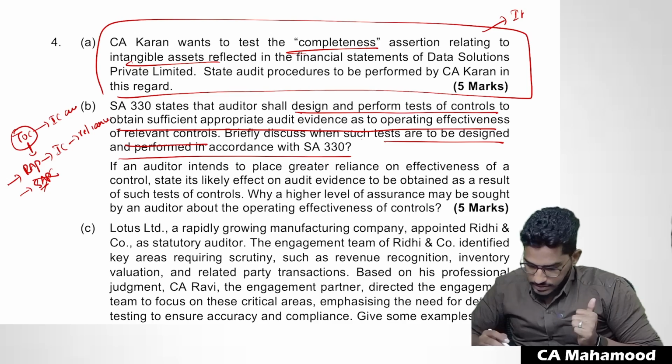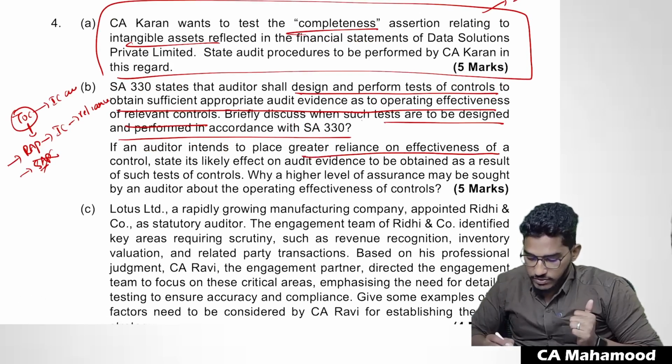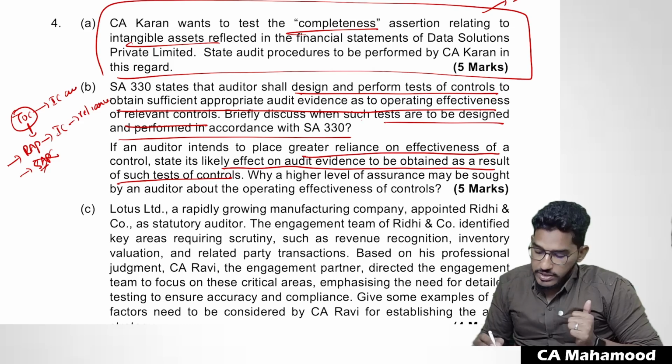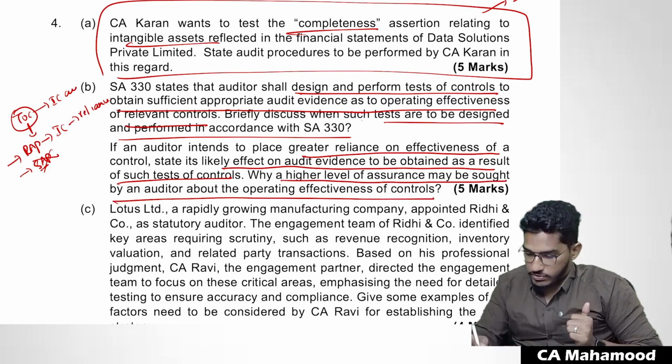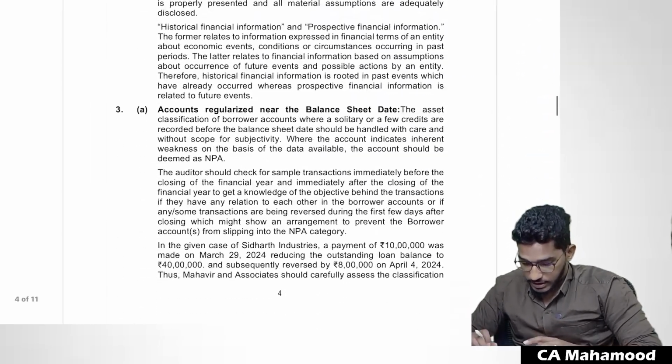Next, if an auditor intends to place great reliance on the effectiveness of controls, state its likely effect on the audit evidence to be obtained as a result of such tests of controls. Why may a higher level of assurance be sought by an auditor about the operating effectiveness of controls? So why is the auditor going to get a high level of assurance when he wants to rely on internal controls?